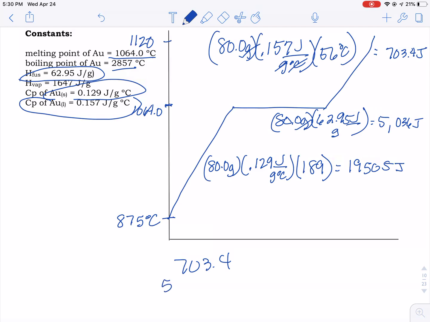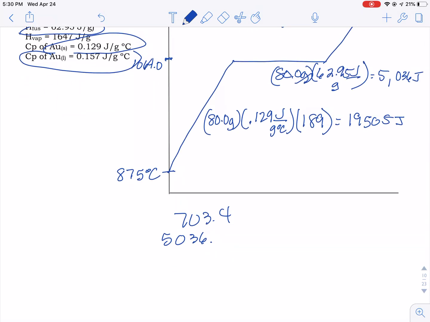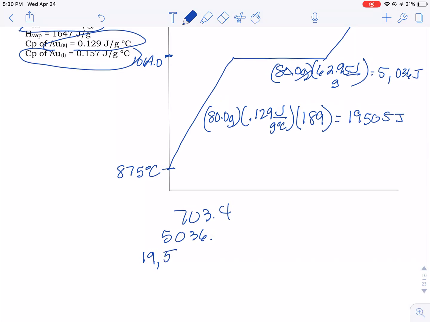Now we add them up. 703.4 plus 5,036 plus 19,500. I didn't space that very well.